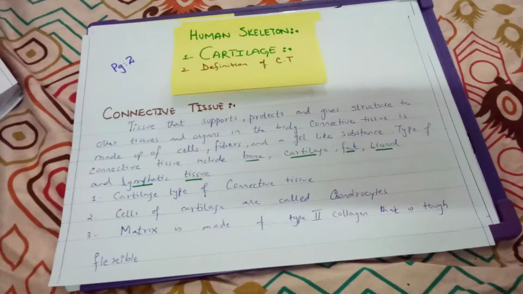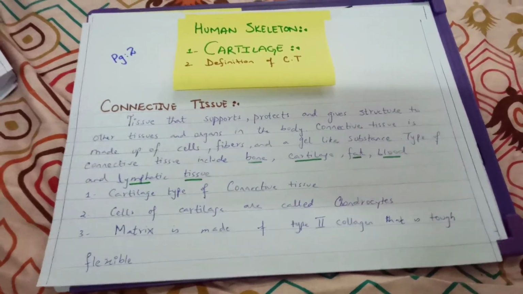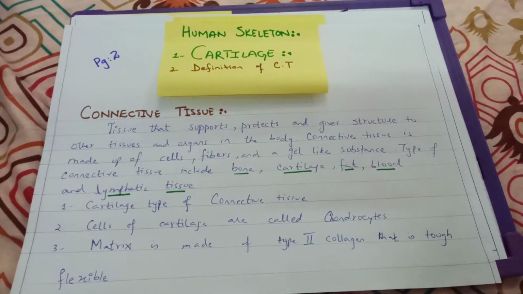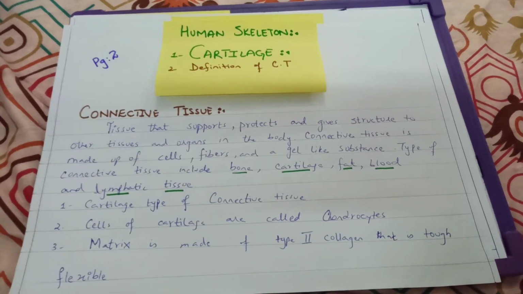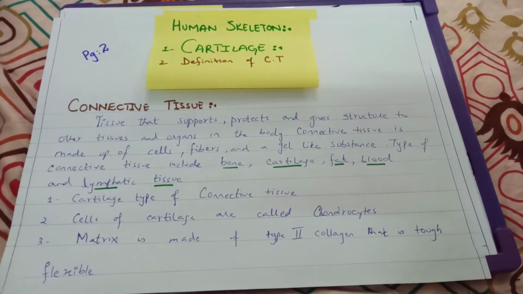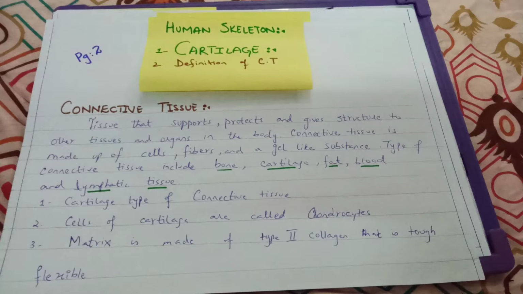And the structure of cartilage is such that the cartilage is made of chondrocytes which are not as hard as the bones. So cartilage is something which is a little flexible.